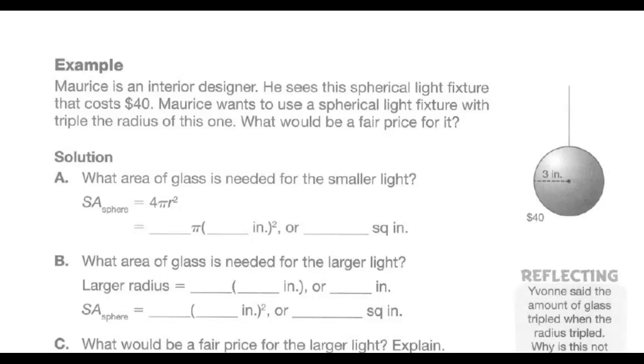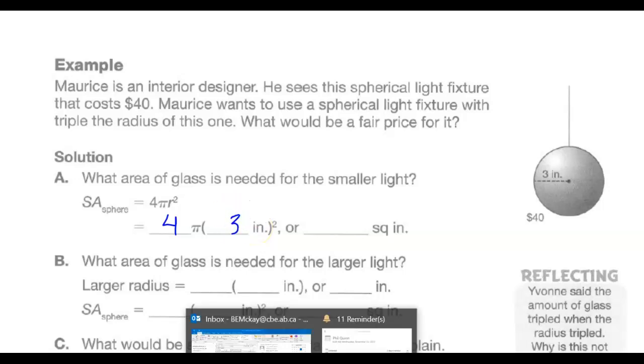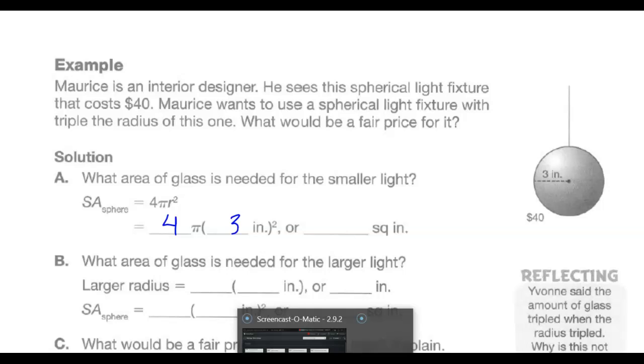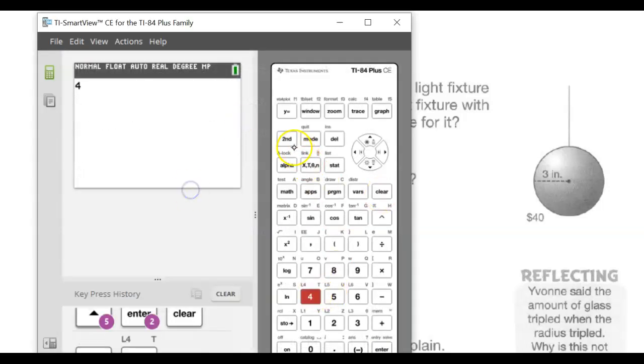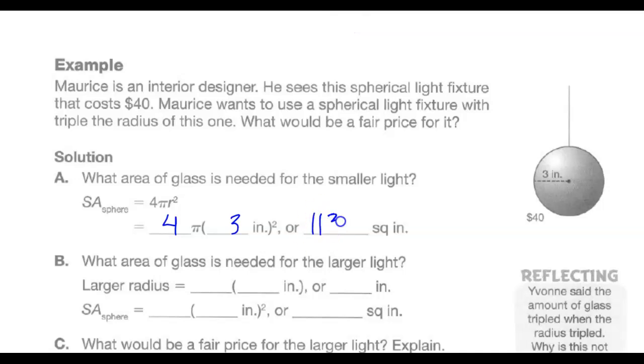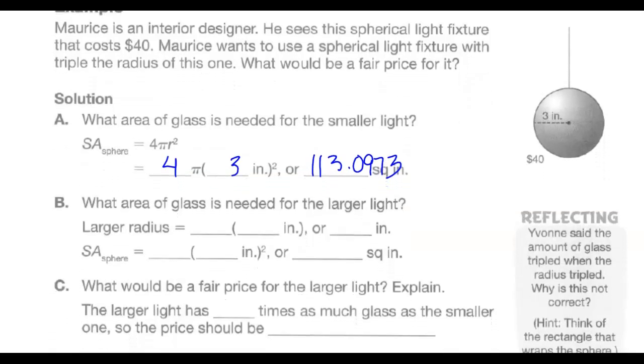So it does take you through the steps here. It says what area of glass is needed for the smaller light. So remember, 4 pi r squared is one of the methods for doing that. And so it's 4 pi times the radius, which is 3 squared. So 4 pi times 3 squared is 113.0973. And then what is needed for the larger light?